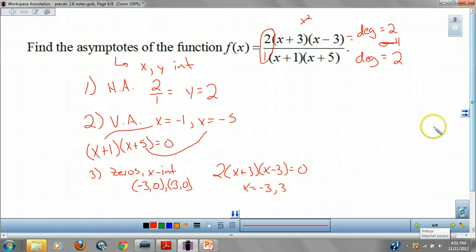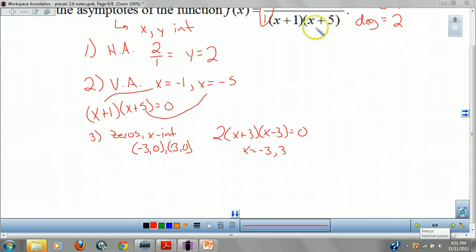Okay, so far, not so bad. Now, don't yell at me on your homework. You will have to factor the top and bottom. That is my robot one.